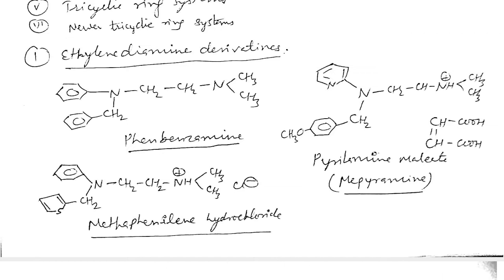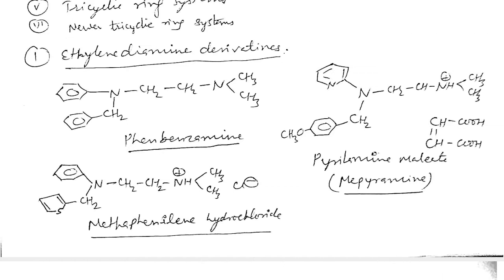C6H5CH2 is the benzyl group, and C6H5 is the phenyl group, and the other nitrogen contains dimethyl substitutions. So that is phenbenzamine, an antihistaminic, or you can say an ethylene diamine derivative.